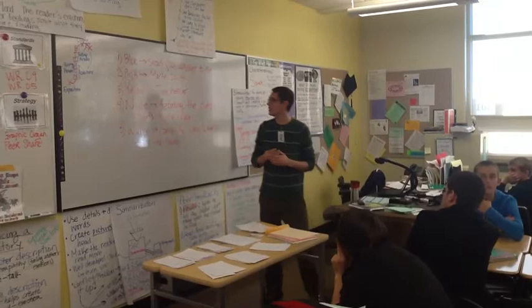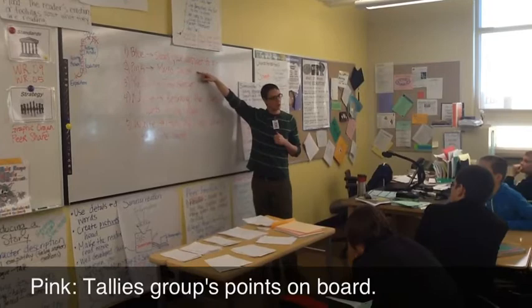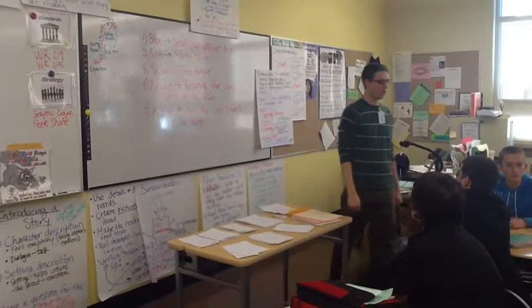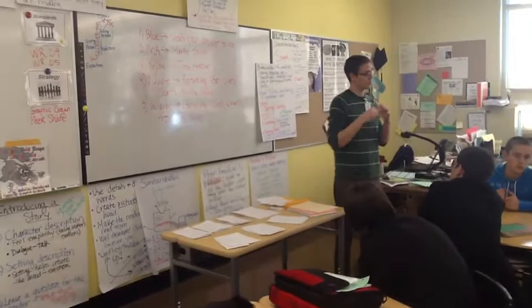And then the pink papers are the people who will come over and tally up. The yellow is the timekeeper. Yellow person gets to sit back and be the boss. They're the ones who are going to go, come on guys, we gotta figure this out. Let's stop talking about Justin Bieber and start talking about charts and graphs, okay?